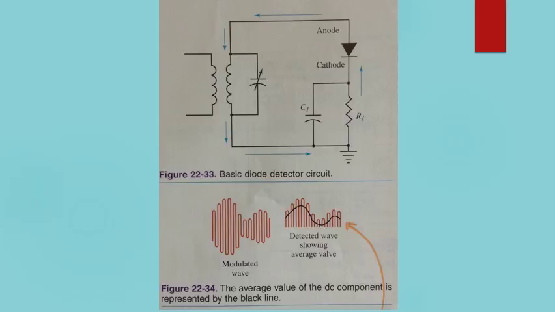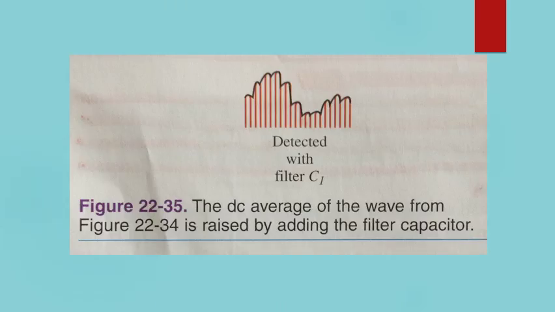A filter capacitor of the correct value, C1, is shunted across R1. The capacitor charges to the peak value of the signal and then slowly discharges slightly. The addition of the capacitor smooths the signal so that it will be changed to a recognizable audio similar to the original sound mixed with the carrier wave and transmitted. The improved output waveform resulting from the filtering is shown in figure 22-35.